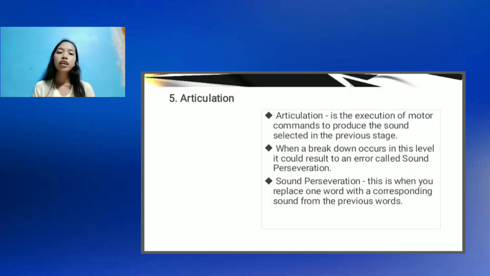Next is articulation. It is the execution of motor commands to produce the sounds selected in the previous stage. When a breakdown occurs at this level, it could result in a speech error called sound perseveration. This is when you replace a sound in one word with a corresponding sound from the previous word. Example is attempting to say fast car, but instead saying fast far.